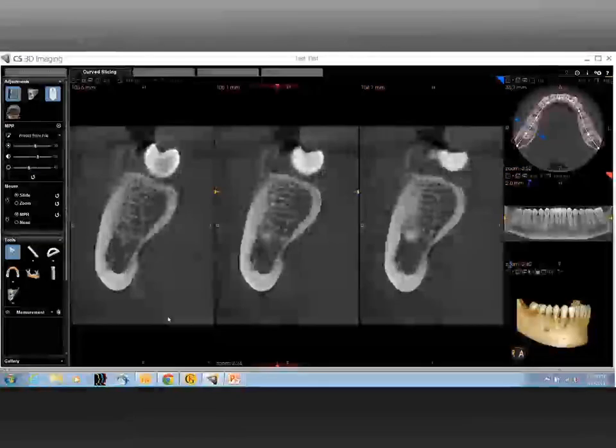So are there other relevant structures that have to be evaluated at this time now for endodontic purposes?